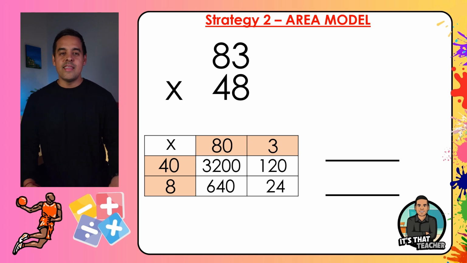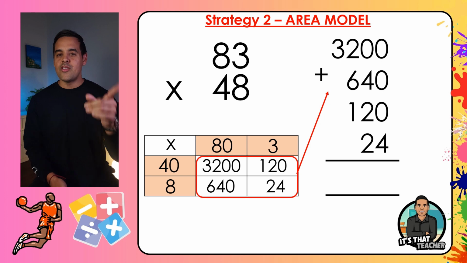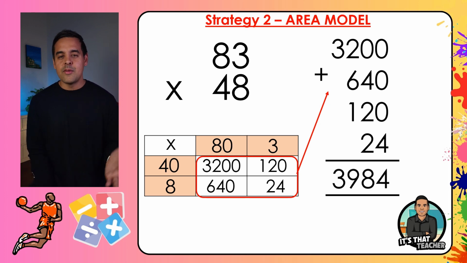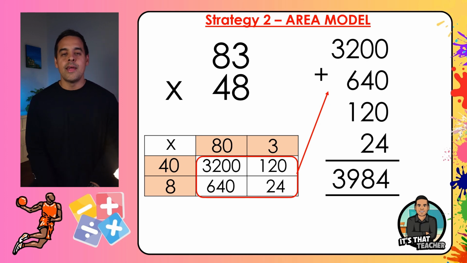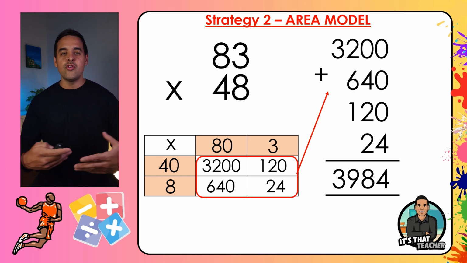What you need to do after this is put these numbers into an addition algorithm just like this. Nice and neat in their place values so you don't make mistakes, and then just work it out. So 0 plus 0 plus 0 plus 4, well that's going to be 4. 4 plus 2 plus 2, that's going to be 8. 2 plus 6 plus 1 is 9, and 3 plus no other numbers is going to be 3. So that is the area model, and it's an effective strategy to really break down the numbers and help students with addition.